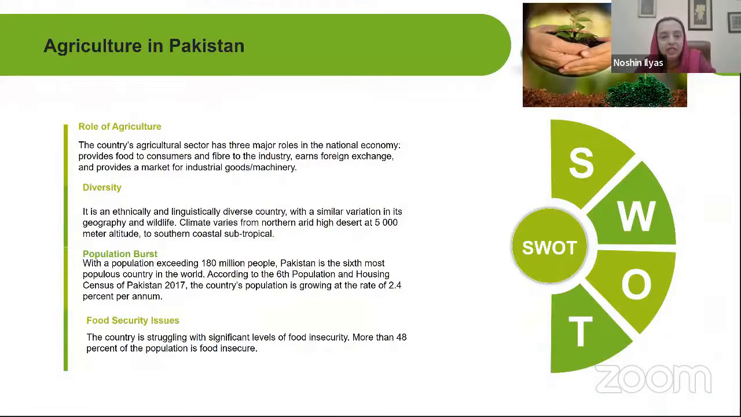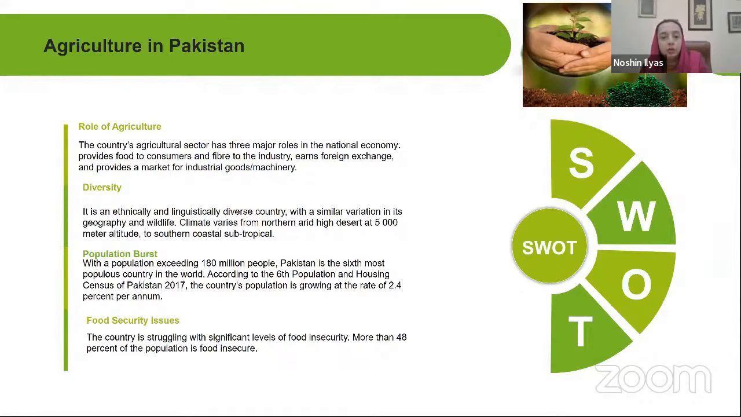But when we talk about agriculture in Pakistan, there are some plus points and some threats. Agriculture plays a very important role in our industry, in foreign exchange, and for our industrial goods and machinery. An interesting opportunity is that we have great diversity. We are a very diverse country, not only ethnically and linguistically, but also by area. On one side we have sea level, and on the other side the highest mountains of the world. It also means we have diverse environments, including harsh or extreme environmental conditions.